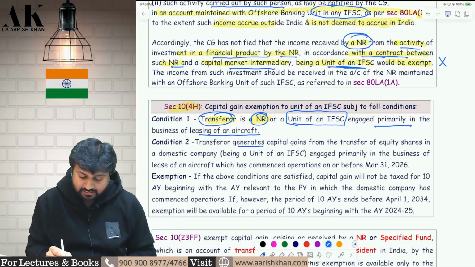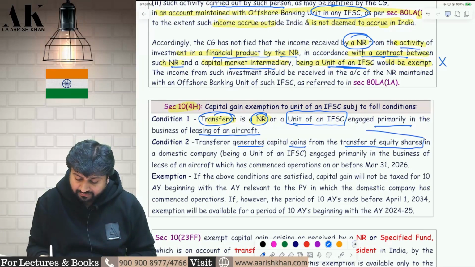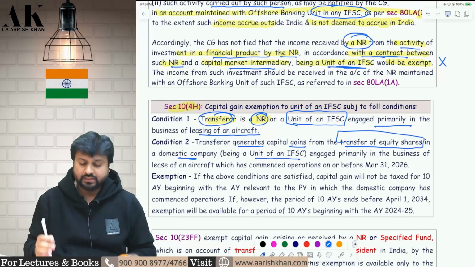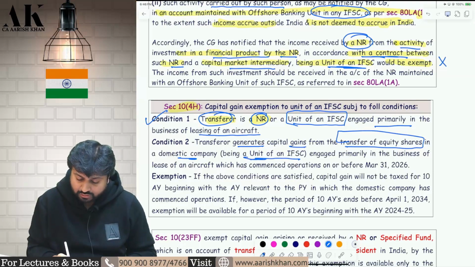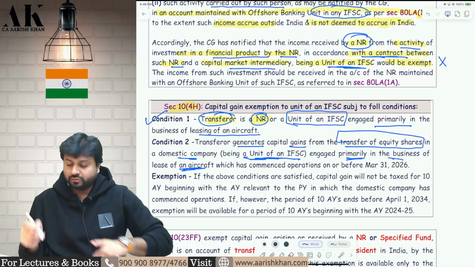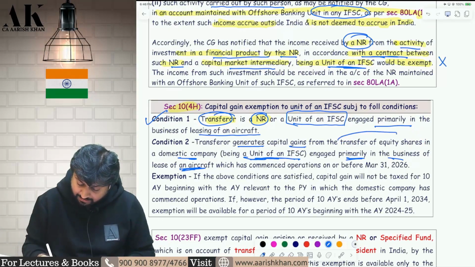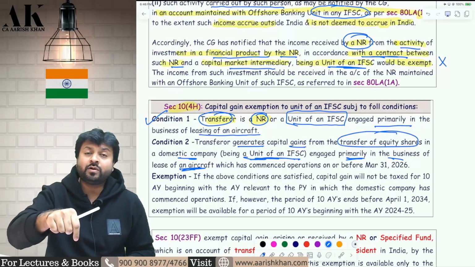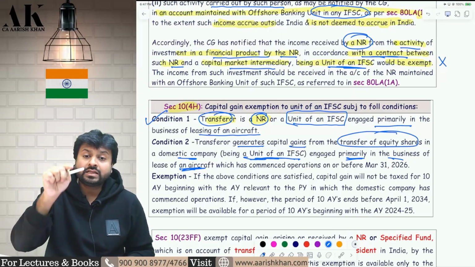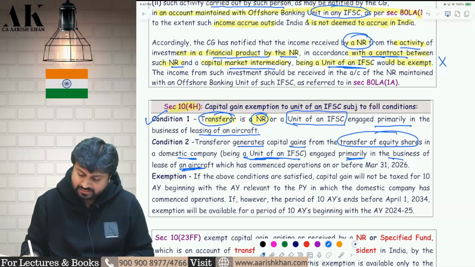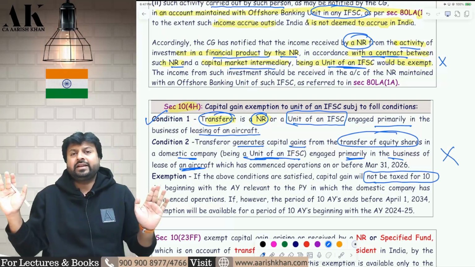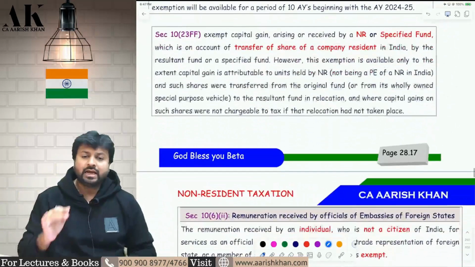Now, if the transferor generates capital gains from transfer of equity shares in a domestic company being a unit of IFSC. Now, if the assessee mentioned in condition number 1 has equity shares of another company which is located where? In IFSC, and that company is also engaged in leasing of aircraft, and if you transfer the shares of that company, which is located in IFSC and engaged in leasing of aircraft, then you are exempt for the first 10 years. It will not be taxed for the first 10 years. If within 10 years you transfer the shares, those are not subject to tax. I hope it is clear to all of you.